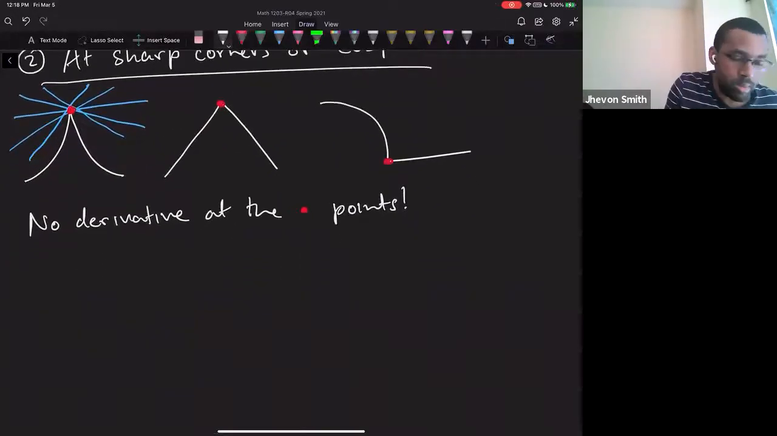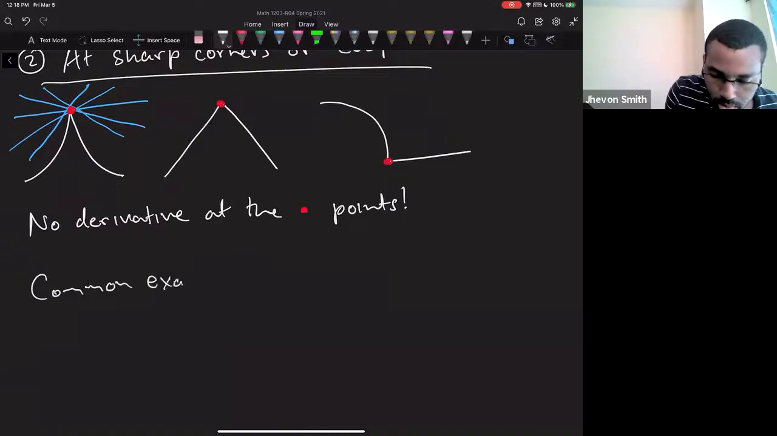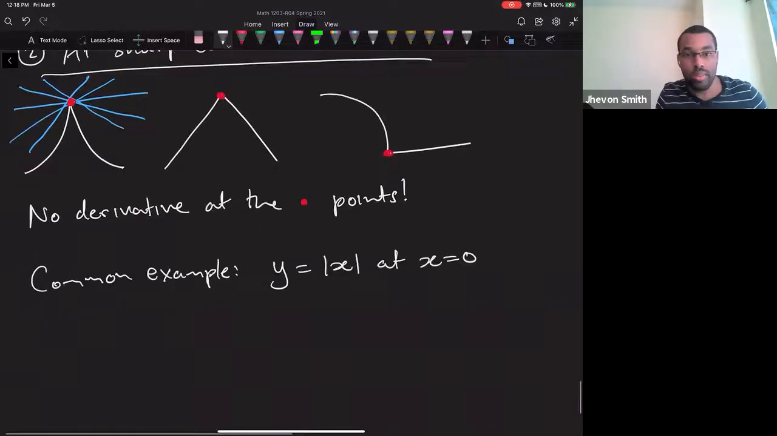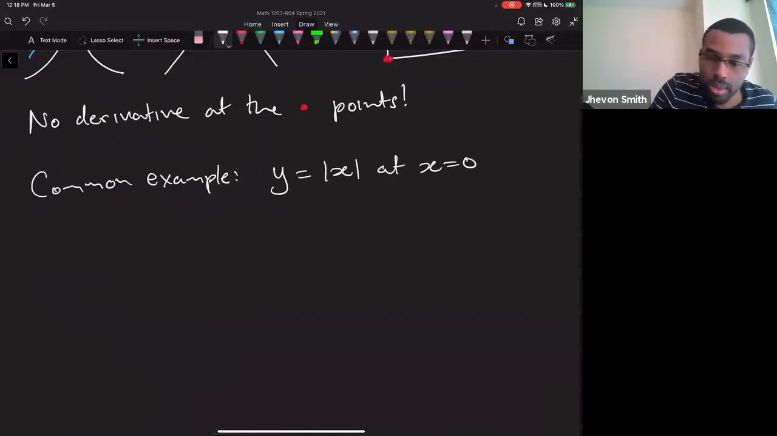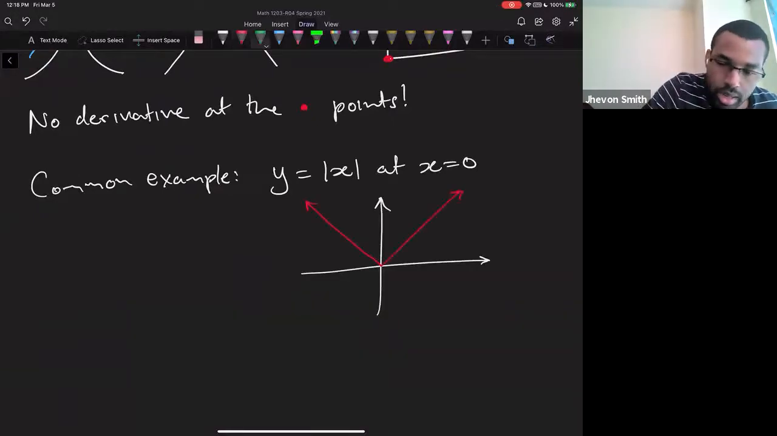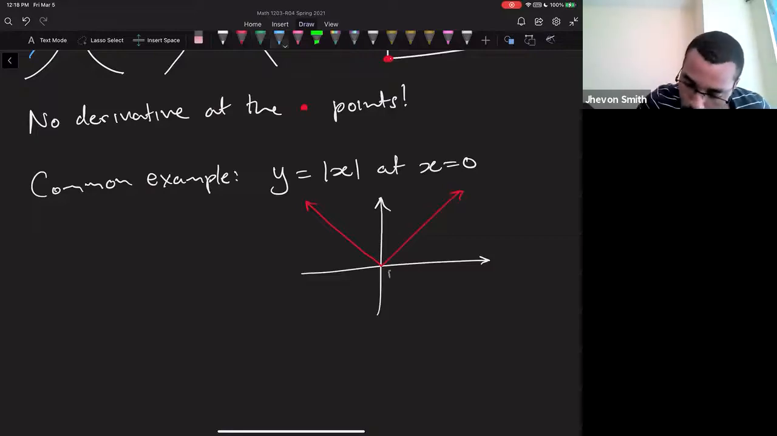And there's a common example here: y equals the absolute value of x at x equals 0. It has no derivative there, even though it's continuous. So we know this graph. We've known him for a long time as well, go way back. Turns out, no derivative at the origin.